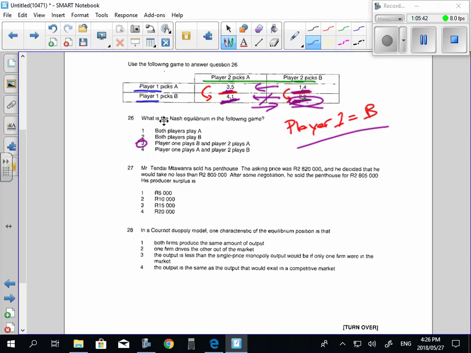Okay, so you're selling your penthouse. After you've got your degree, you've got a lack of job, and you've got a penthouse worth 2.8 million. You decide that you would take no less than 2.8, but after some negotiation, you sell it for 2.805. Now, what is producer surplus? It is when you sell a product for more than what you were willing to sell it for. So you were willing to sell your penthouse for 2.8 million. You actually sell it for 2.805, which means that the 5,000 is your producer surplus.